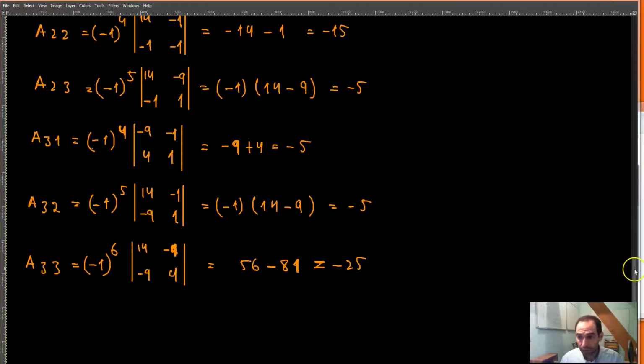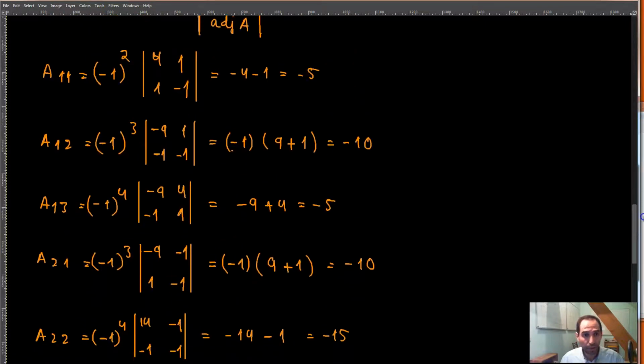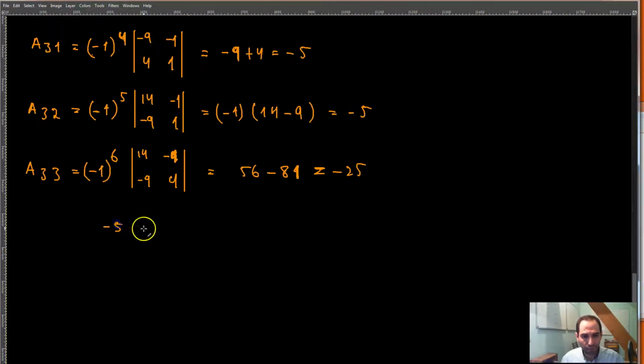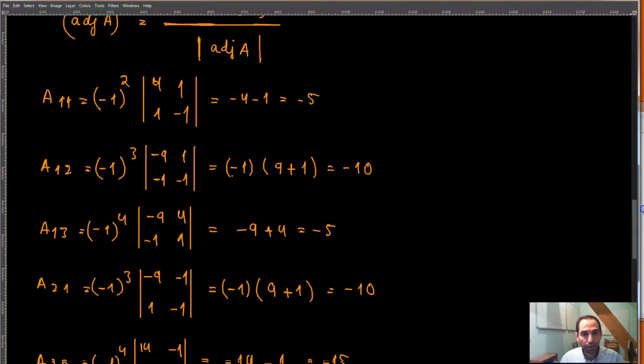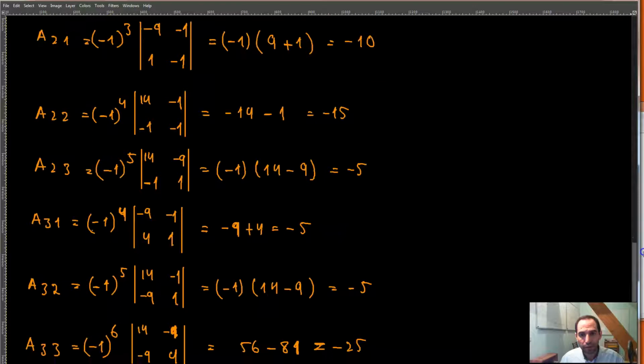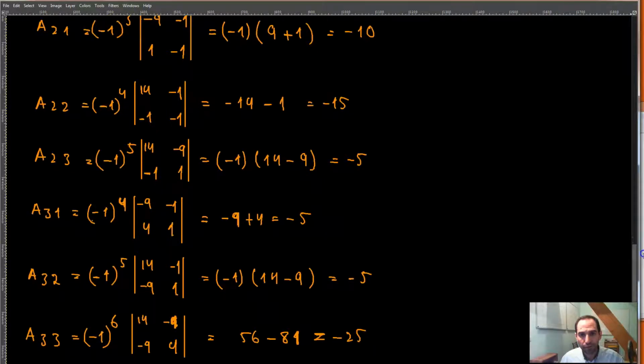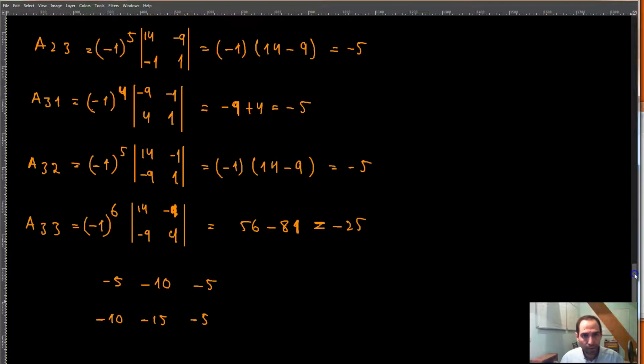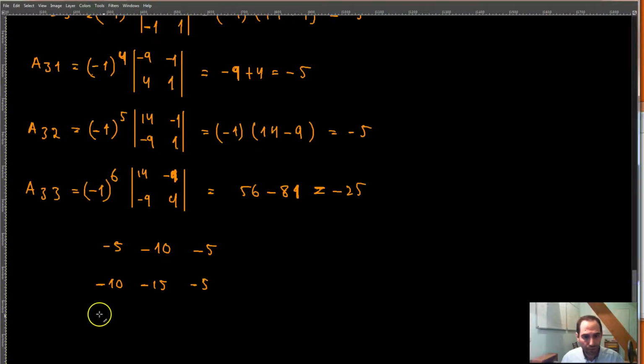Next, we need to put these in a matrix. Now, negative 5, negative 10, negative 5, negative 5, negative 10, negative 5, negative 5, negative 10, negative 5, negative 10, negative 15, negative 5, 10, 15, 5, 10, 15, and 5, all negative, and negative 5, negative 5, negative 25. Negative 25.